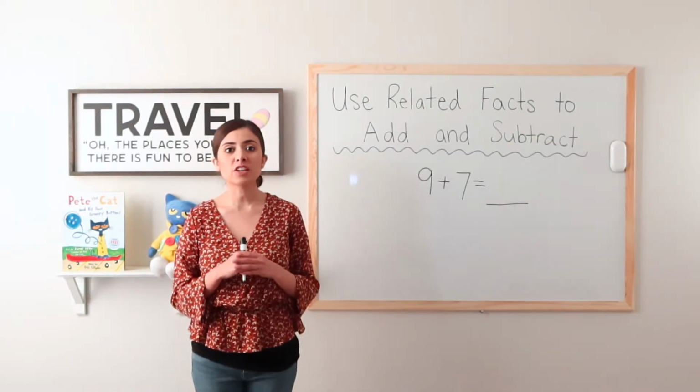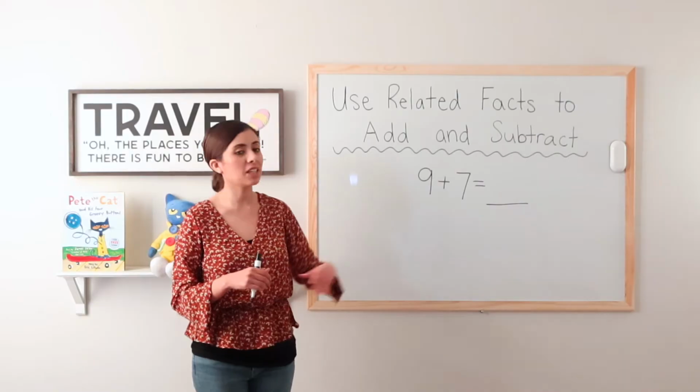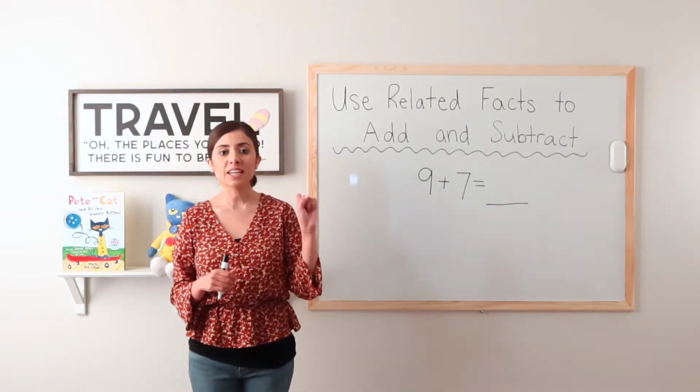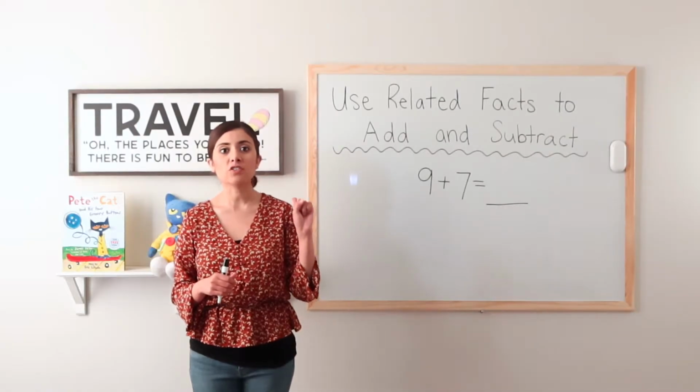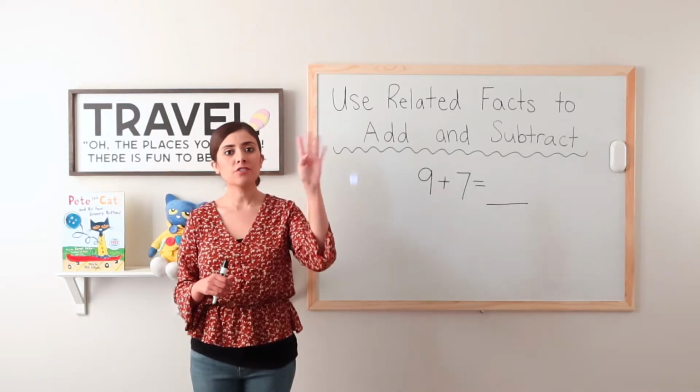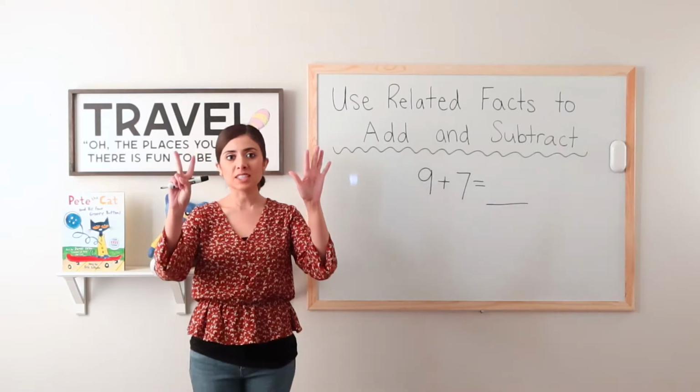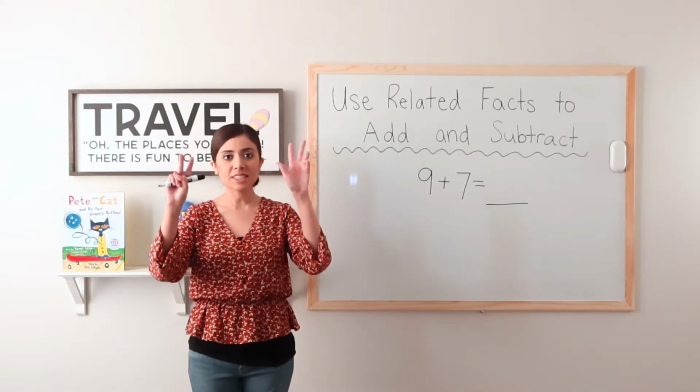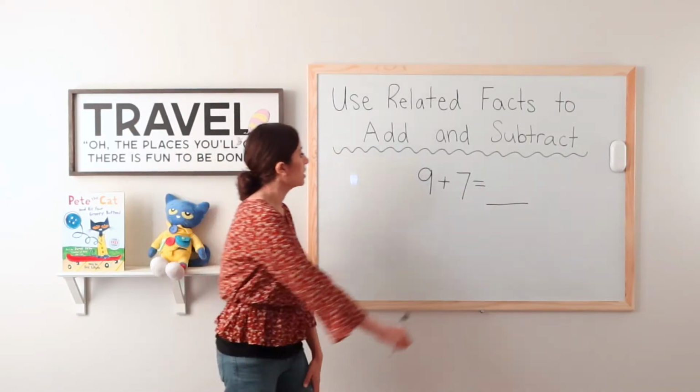Okay, let's go ahead and start with our first example. 9 plus 7. I will hold a fist and say 9 and jump up 7 fingers. Ready? 9, 10, 11, 12, 13, 14, 15, 16. 9 plus 7 equals 16.